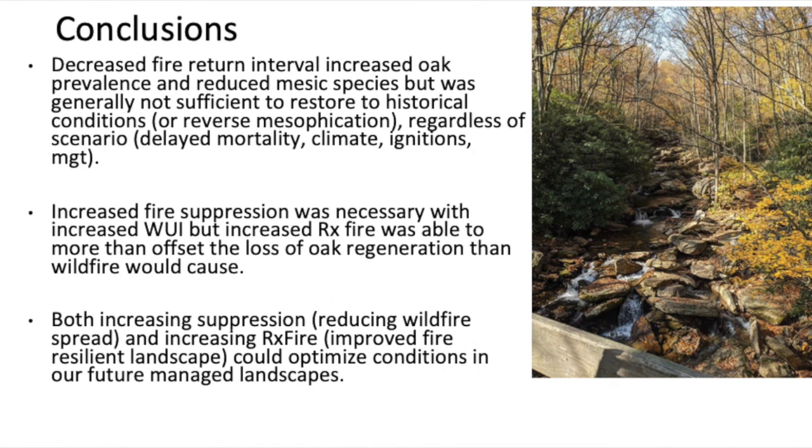Decreased fire return interval, okay, so more fire, increased oak prevalence and reduced mesic species, but was typically not sufficient to restore to historical conditions, right? And we're thinking about really historical conditions, or reverse mesophication. I've heard people, not this week, but I've heard other people talk about reverse mesophication, regardless of the scenario that we're implementing, which is probably not a surprise to anybody.